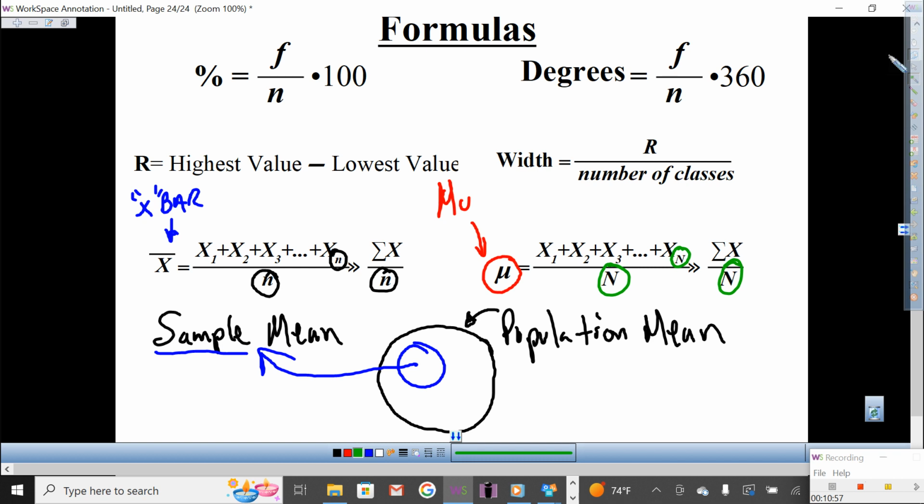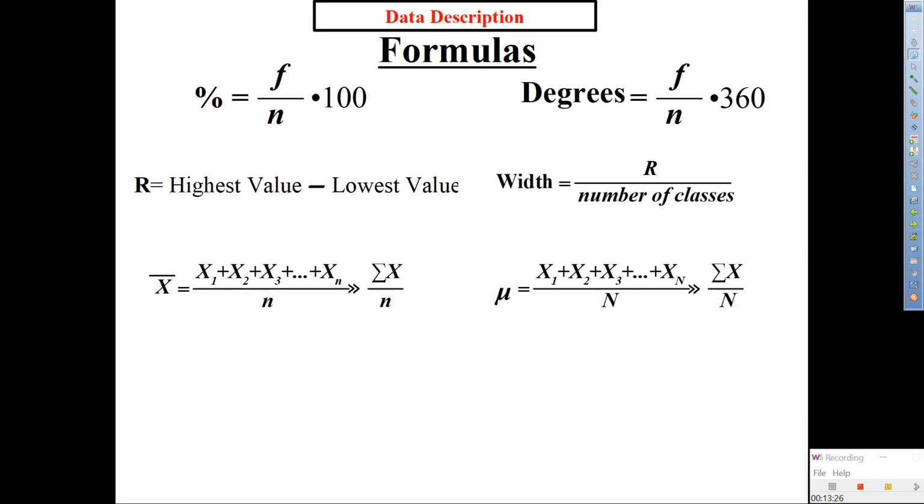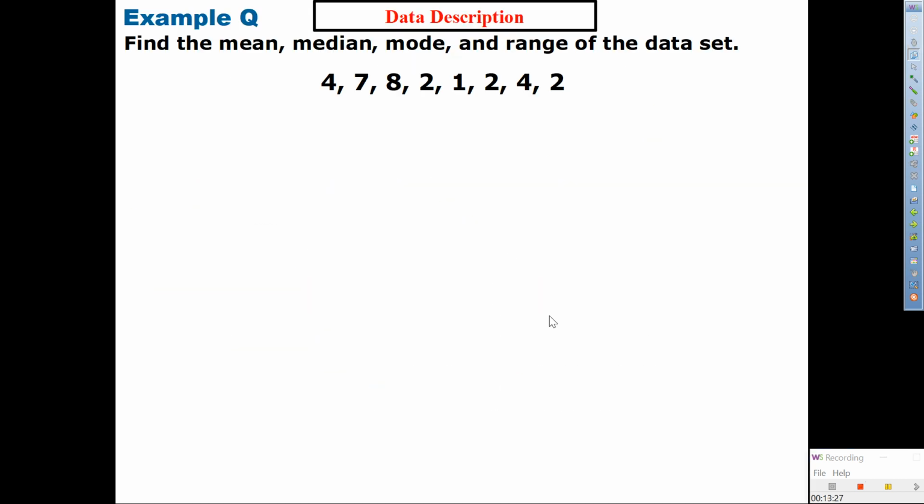All right. One last practice for the measures of central tendency with very small numbers. Is that okay? Yeah? Copy this one, example Q. Last one of these baby ones. Find the mean, median, mode, and range this time of the data set: 4, 7, 8, 2, 1, 2, 4, 2. Copy that. I'll give you extra practice time. Ready and... All right.